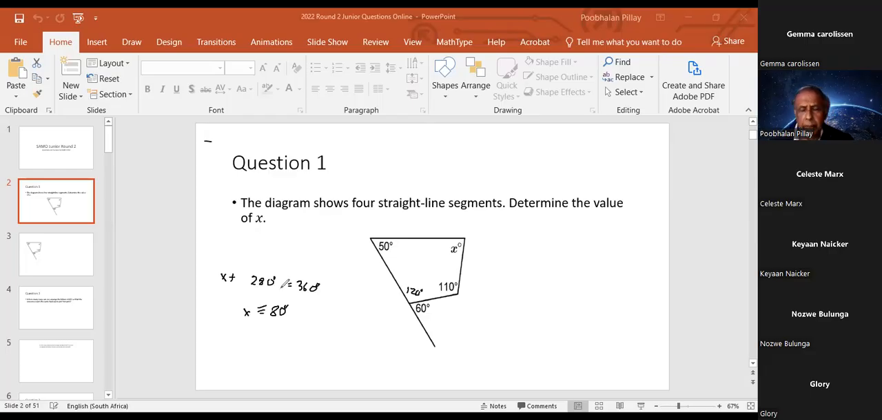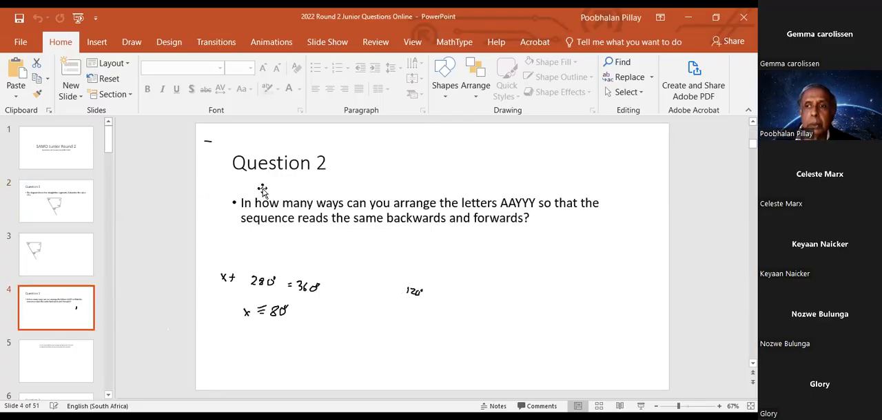See, one of the big things about problem solving is getting an equation. And here the equation is very clear, right? The sum of the angles of a quadrilateral is 360 degrees. Okay, so the next one, question 2. So the answer to the first problem is 80 degrees. Okay, let's get on to question 2.